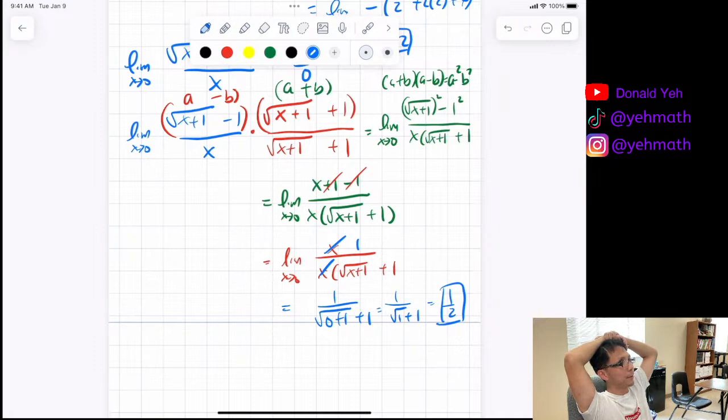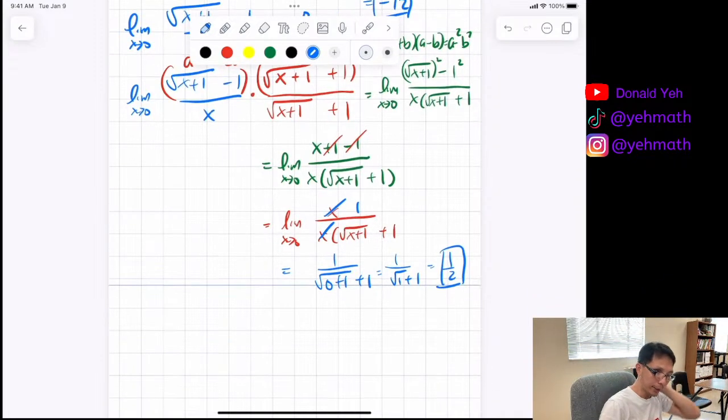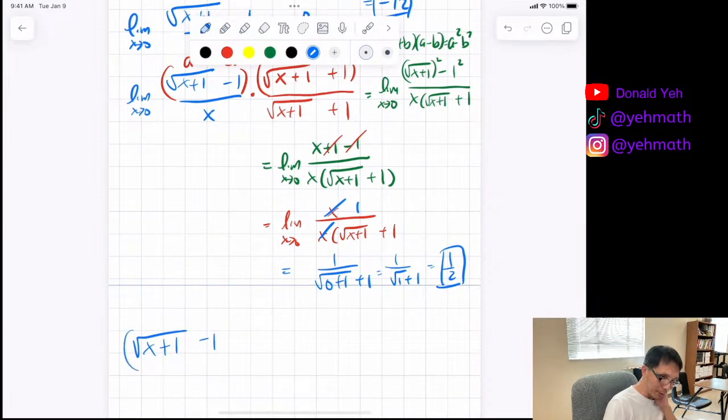How many of you guys are confused what I did? Raise your hand if you're confused. Yes, madam. The numerator. Okay, I'm gonna show you how to do it slowly, but I don't want to do it slowly because that takes too long.